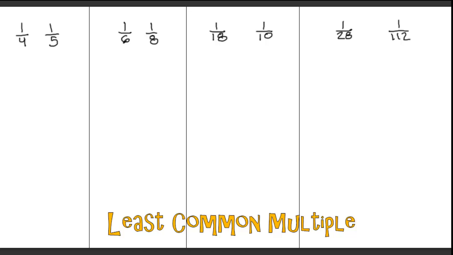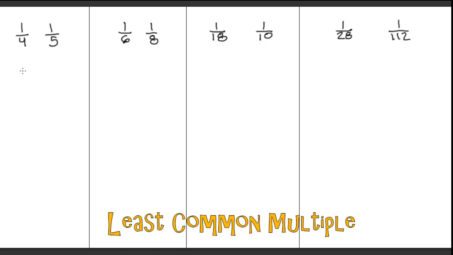On the left I have 1/4 and 1/5, and I want to find a bottom number, a denominator, that will be the same for both of them. There are two ways to do this.